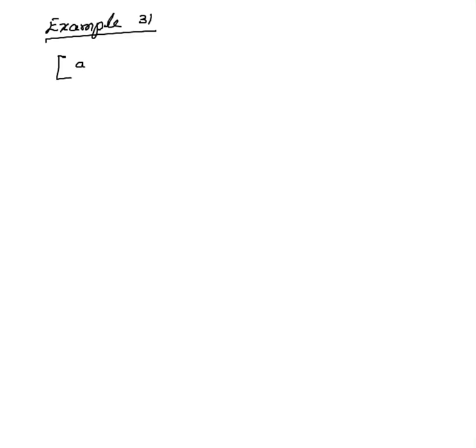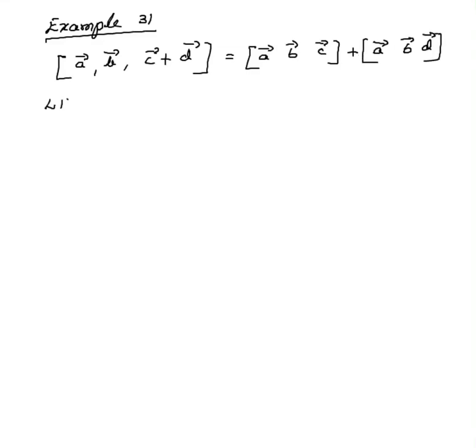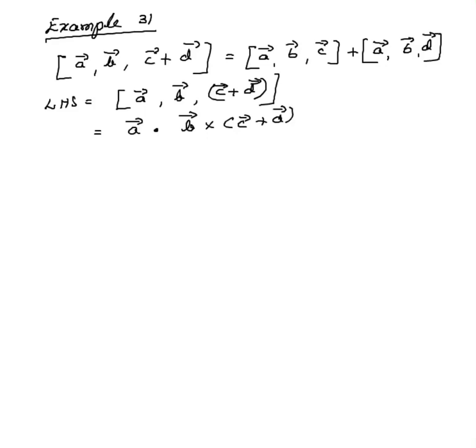Prove that scalar triple product of vector A, vector B, vector C plus D is equal to scalar triple product of ABC plus scalar triple product of ABD. Let us take the left hand side. This is vector A dot B cross C plus D. This is cross over addition. Let us distribute this cross over addition.